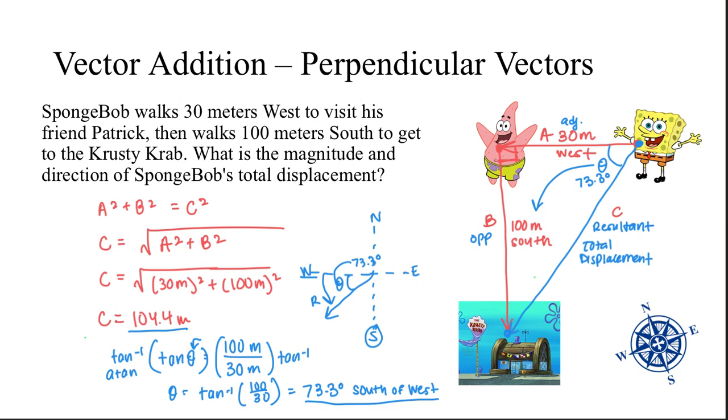So this is an example of doing vector addition for two vectors that are either perfectly horizontal or vertical that form a right triangle. And in this case, we can use the Pythagorean theorem and tangent inverse to solve for both the magnitude and direction. In the next video, I'll show you how to do a similar process when we have two vectors that are not perpendicular, meaning that one of them or both of them are at an angle to each other.